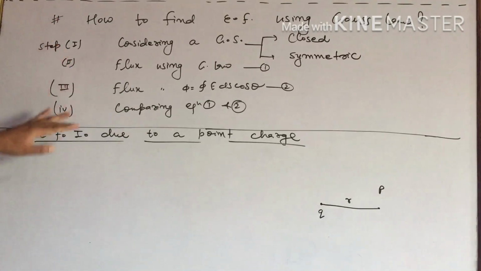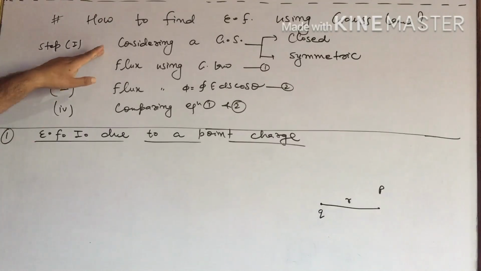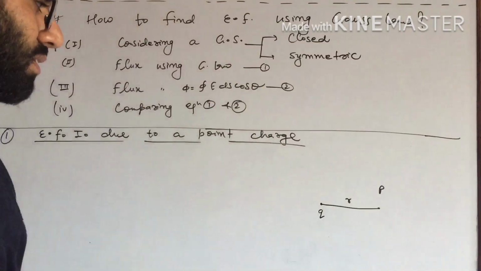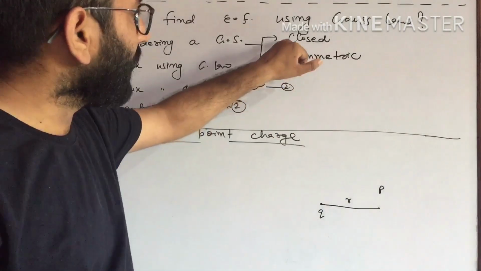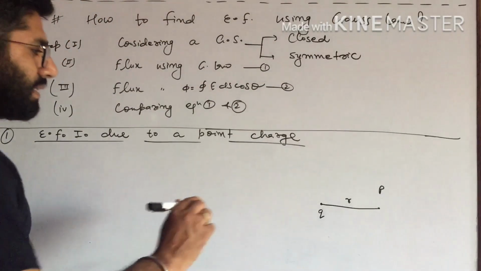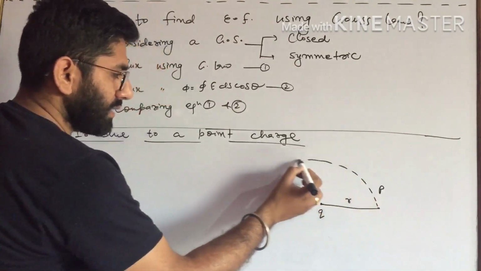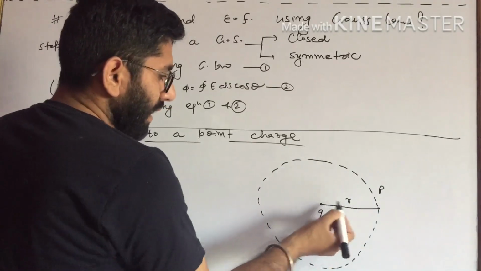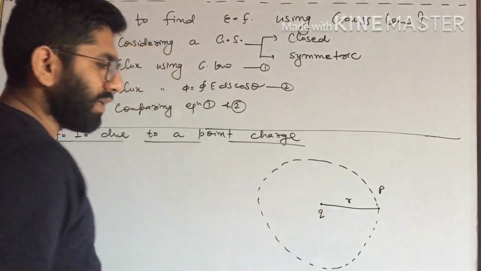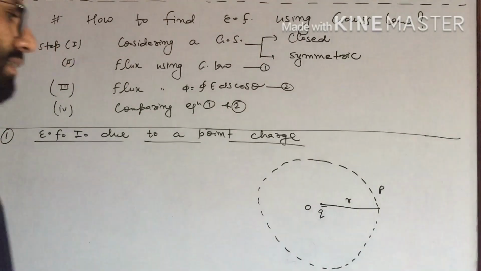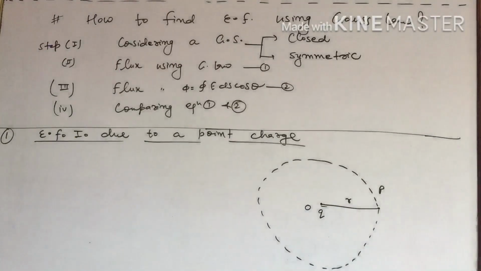Now let us follow the same steps which I just told you. First step, we have to consider a Gaussian surface, which will be a closed surface and has to be symmetric. As you can imagine, that surface has to be a sphere. So this is the Gaussian surface, which is spherical, and the center will lie upon the charge itself. So the radius of the Gaussian surface will also be r, and this is the point where we have to find electric field intensity. So this is the first step.